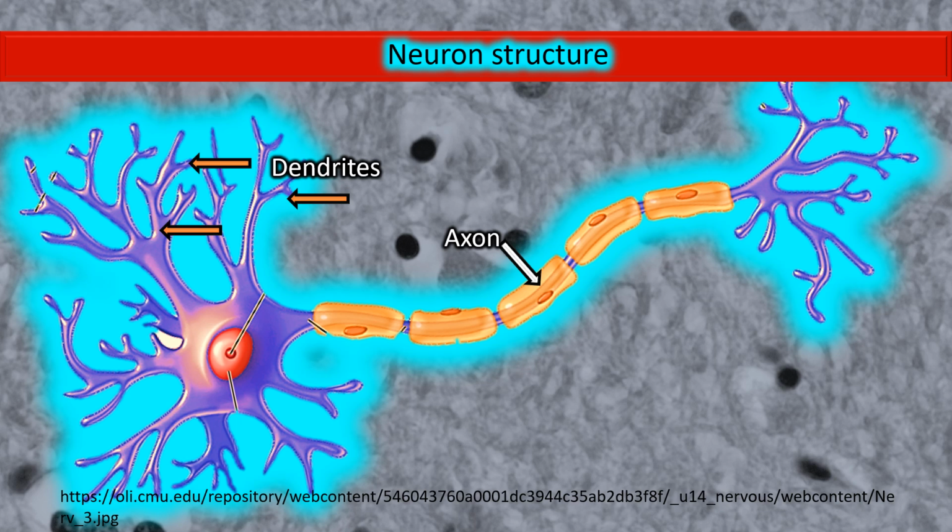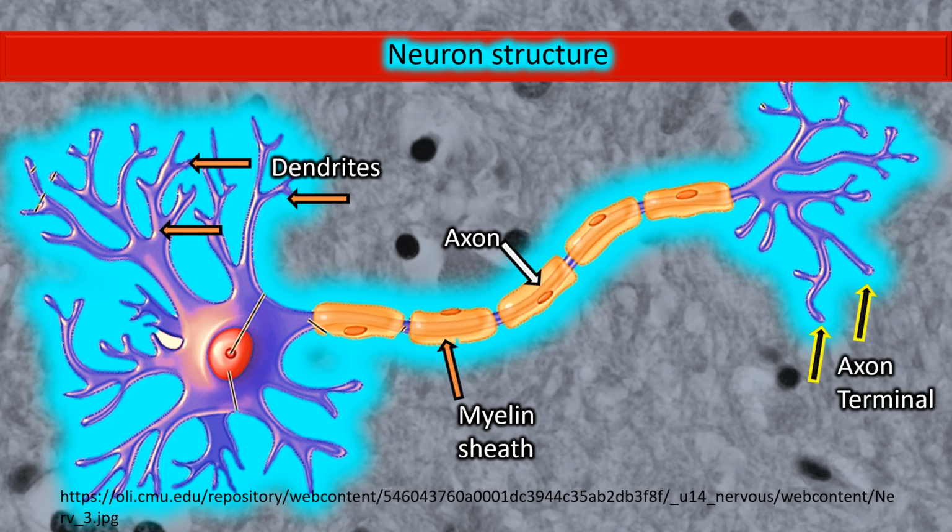Now, covering this axon is a fat material, myelination, and hence it's called the myelin sheath. These myelin bands are not continuous, they are interrupted in between by the nodes of Ranvier. And now you see at the other end, the axon terminal is there. At the region of the axon terminal, there is no myelin sheath.